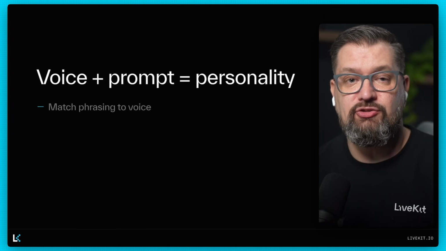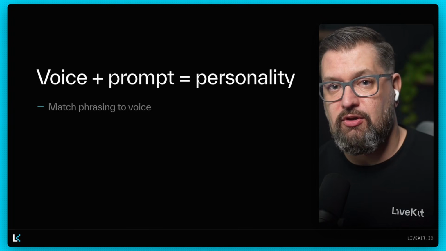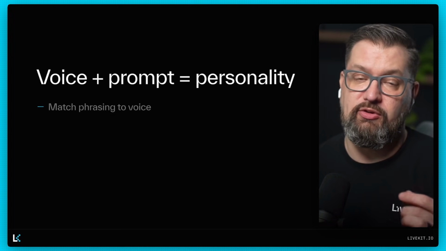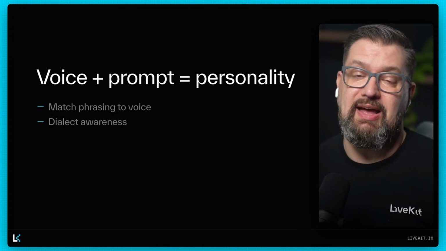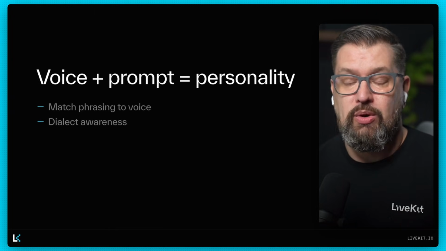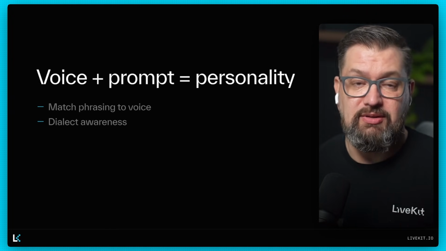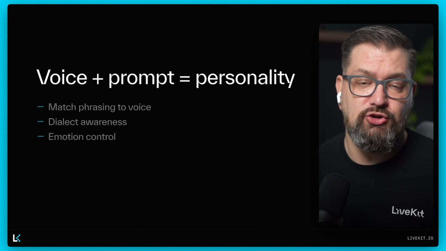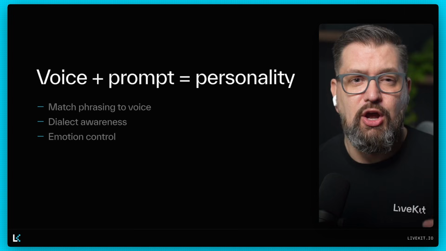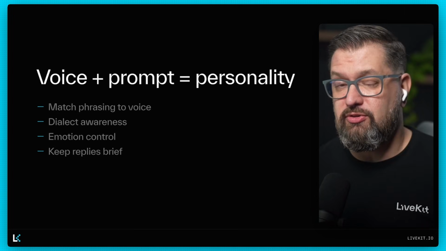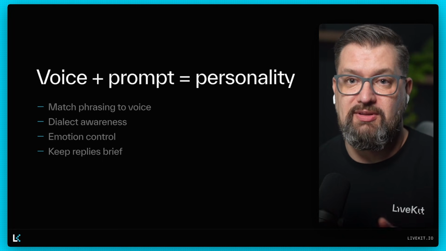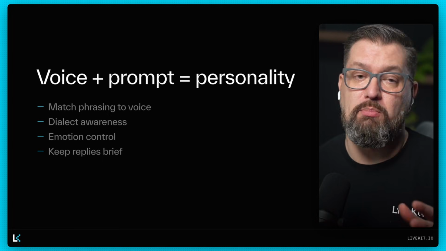So first, match your phrasing to the voice. Shorter clauses and fewer parentheticals sound more natural when spoken. Second, be aware of dialect. Tailor spelling and idioms for authenticity, whether it's UK or US English. Third, use emotion control sparingly. Add subtle direction in system messages, but don't overdo it. And fourth, keep replies brief. 3 sentences or fewer reduces latency and prevents your agent from monologuing.